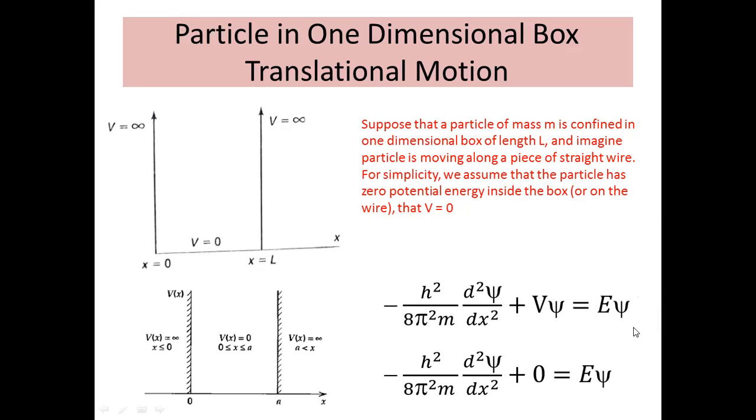So again, this is the total energy, this was the potential energy, and this is the kinetic energy. And with this concept, the particle in a one-dimensional box, within the box the potential energy is zero. That's why this V becomes zero. So when V0 is multiplied by the psi function, it will be zero. So the total energy will be equal to this one.